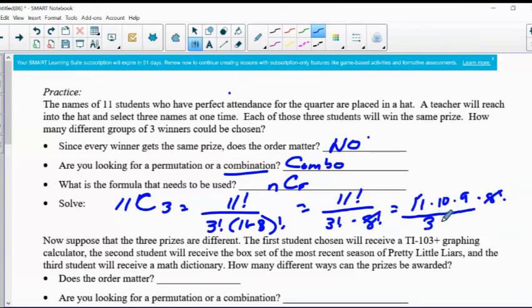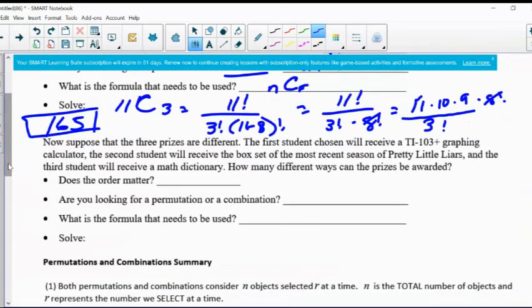So that's just 11 times 10 times 9, and then times 8 factorial. So I'm eliminating those, right? Because this is just times 8 factorial, and that cancels with that. And then over 3 factorial, which is 6. That's eliminating the repeats. The 3 factorial is eliminating the repeats. So 11 times 10 times 9, and I'm going to divide that by 6. And I get 165.